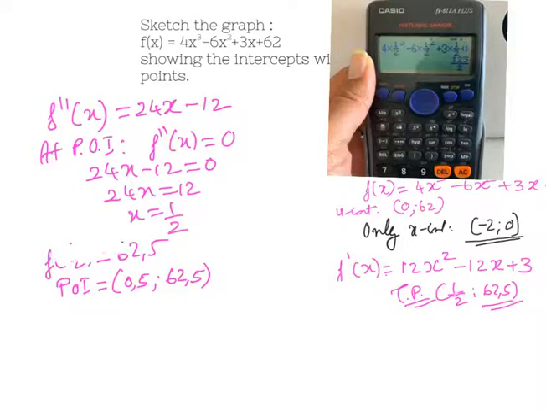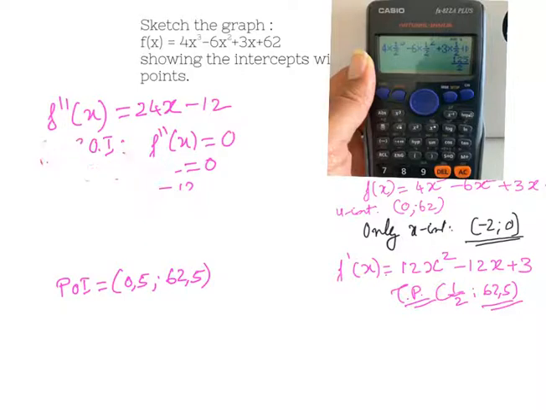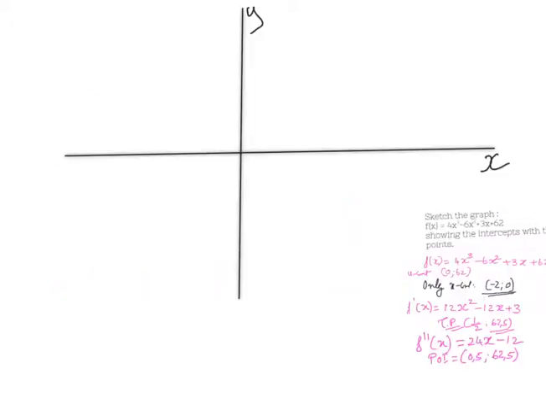So now we got all the points. We got the x-intercepts, we got the turning point, and we found the turning points are equal. Therefore, we got the point of inflection as well. Now I am going to rearrange them. Now let's try to sketch this graph. I have neatly organized my important points here.